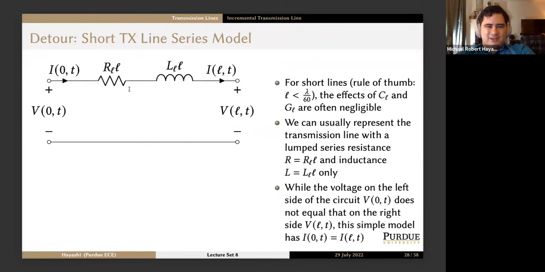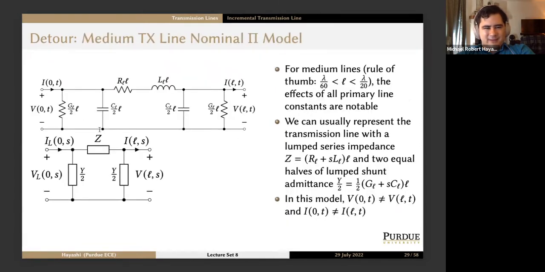So for the short line, we can just focus on the resistance and inductance, for a length of line less than a 60th of a wavelength. For the medium length transmission line, we focus on just end to end, half of the admittance, the full impedance, and half of the admittance again. This is between a 60th of the wavelength and a 20th of the wavelength long. It won't get you the voltage and current changes throughout the length of the line, but it will get you the end-to-end behavior, how this connects to other circuits.